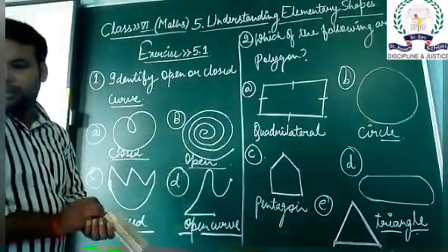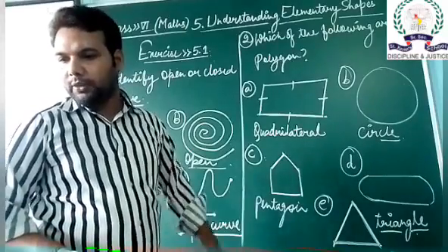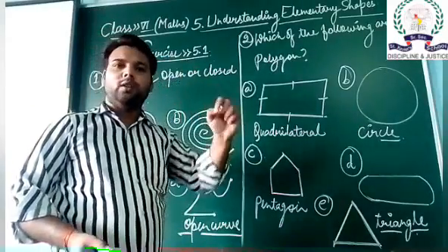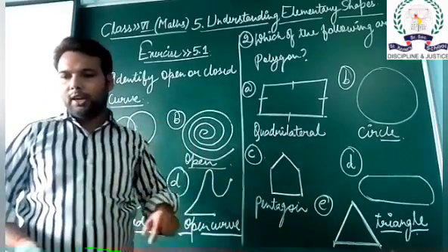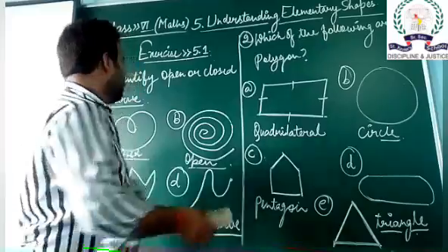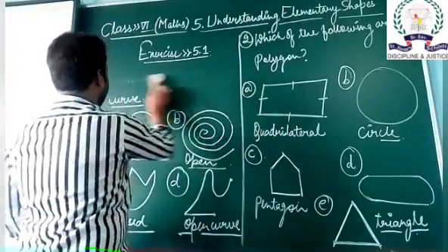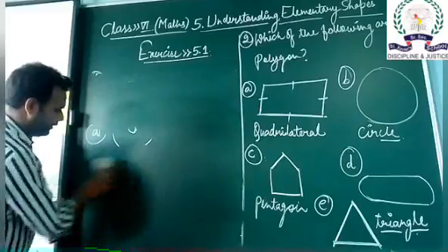Then question number 3: give an example from daily life for each of the following. Curved boundary, you only have to write an example. Choose the example from your daily life. Linear boundary, polygon, not a convex polygon. Do question number 3 yourself.